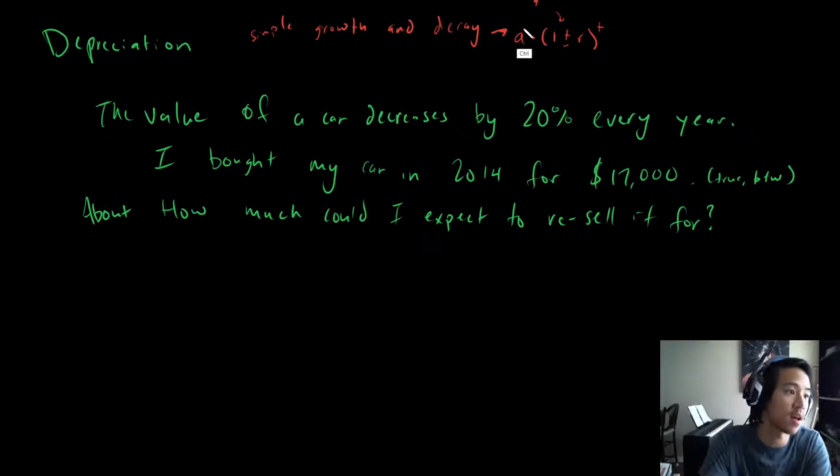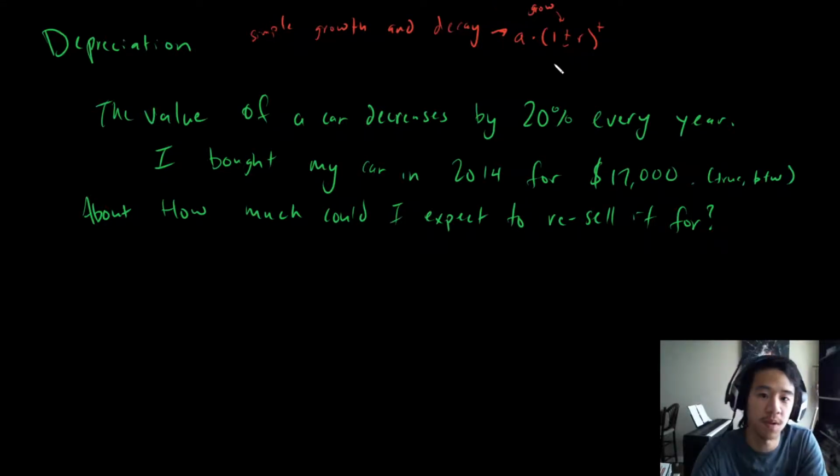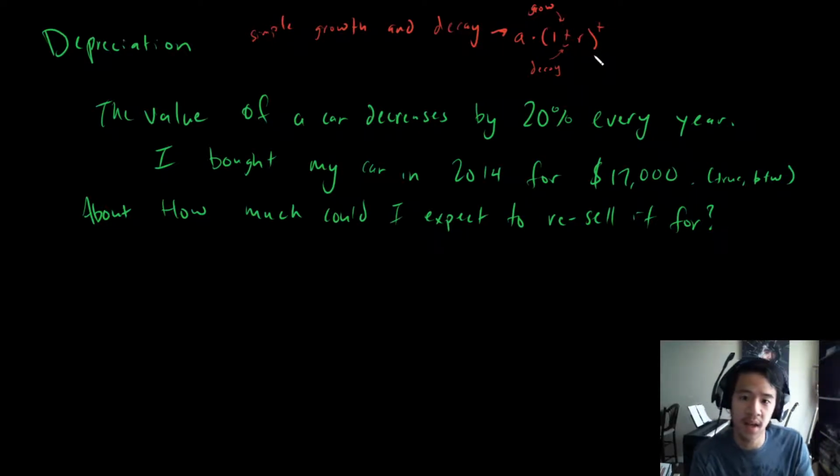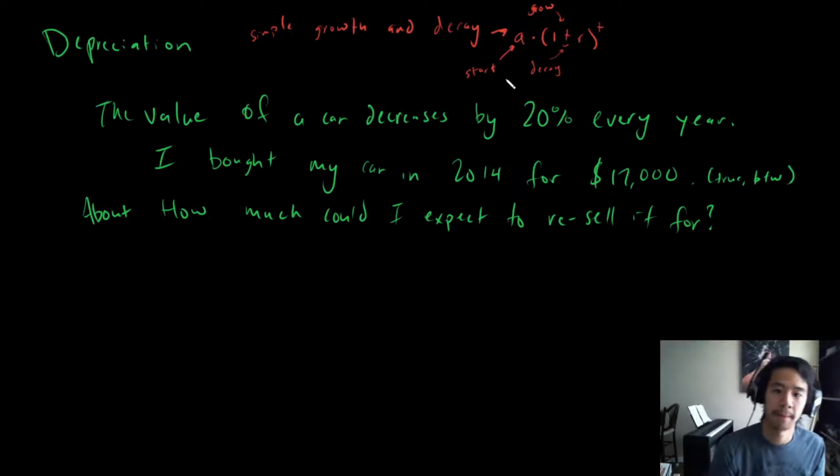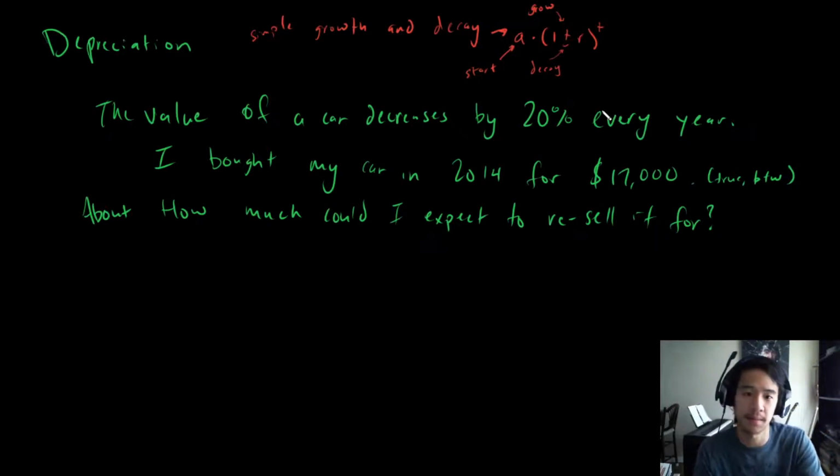Sorry, y'all can't see that. If you're growing, you're going to use plus. If you're decaying, you're going to use minus. And then A is going to be your starting value. Oh yeah, and T's the time. So let's go ahead and take a look at this problem.